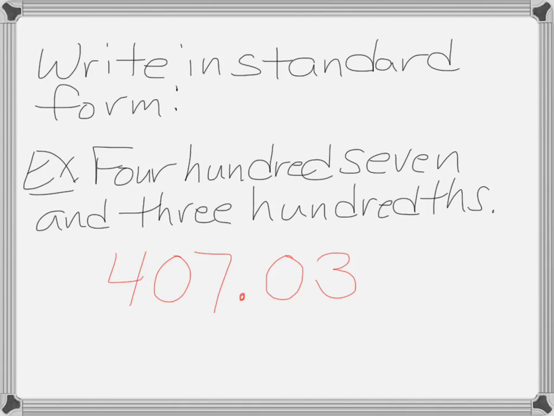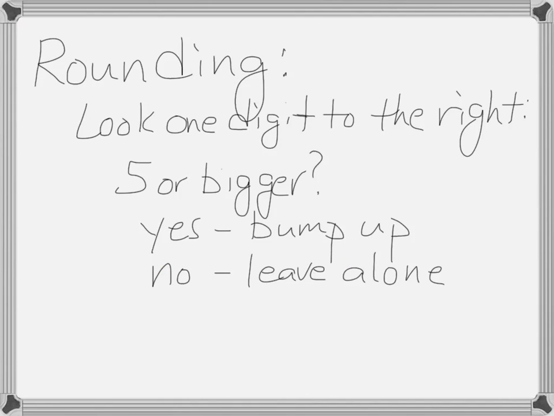Now often when we're dealing with decimals, we have to round. And you'll always be told what place to round to, the tenths, the hundredths, the thousandths, and so on. So once you find the location of the digit you're supposed to be rounding to, you look one digit to the right. If that number is 5 or bigger, you bump up the number. If it's not, you leave it alone.